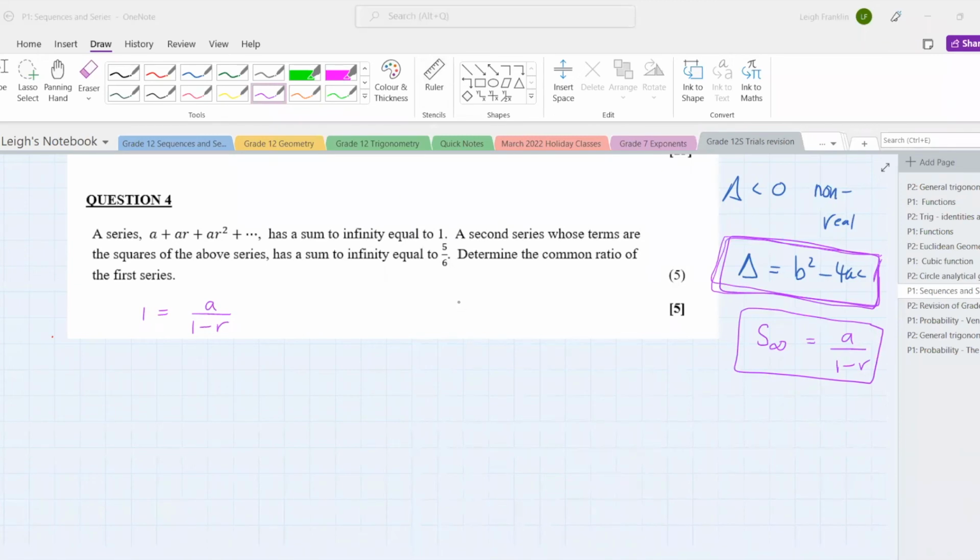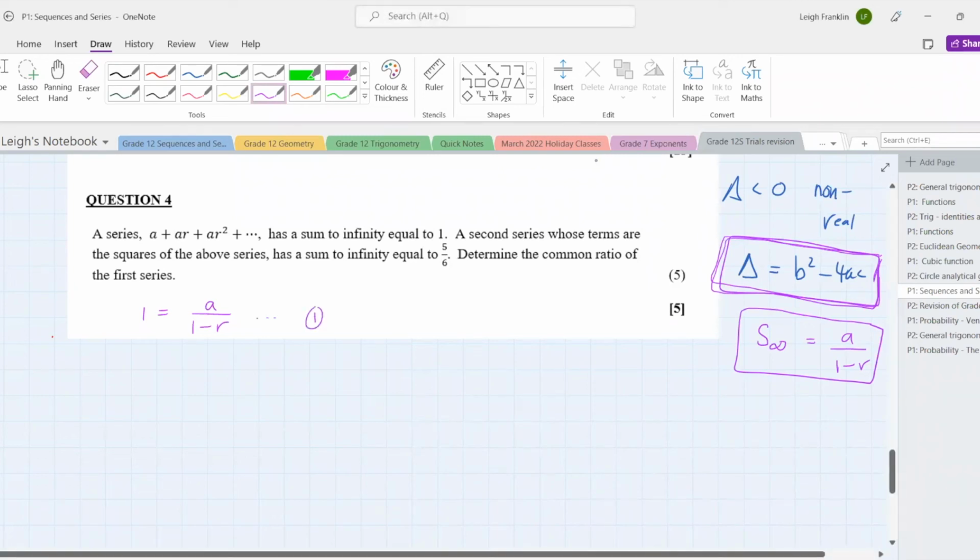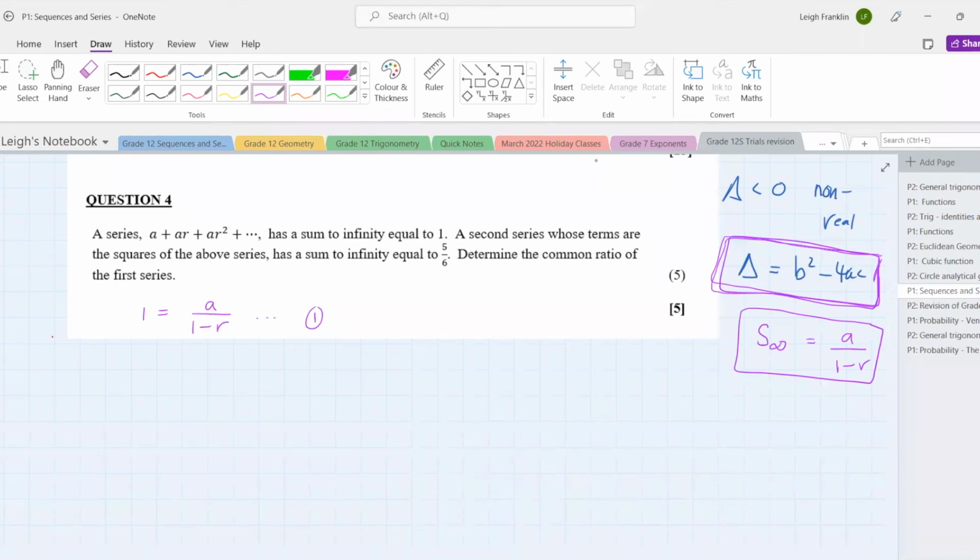Now we can say that that's equation number 1. If we want to, we can cross multiply and make a the subject of the formula. Cross multiplying, this will give us 1 minus r is equal to a. Maybe we should make that number 1 because then at least something is the subject. So now that's the first bit of information. In other words, we've dealt with this over here.